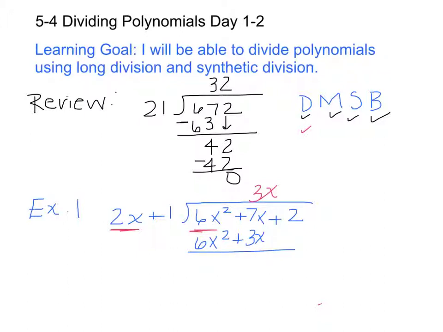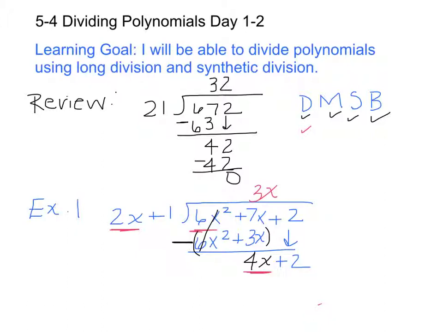Then I'm going to change my signs, or subtract both of them. If these don't cancel, you did something wrong. And then you get 7x minus 3x gives you 4x. And then you bring down the next term. And you start all over again.